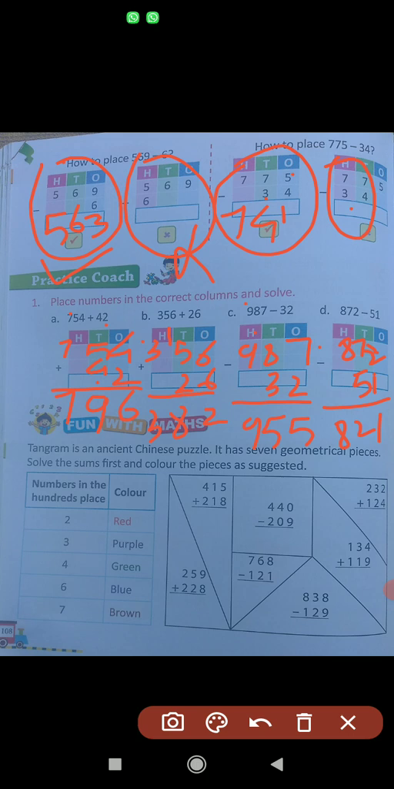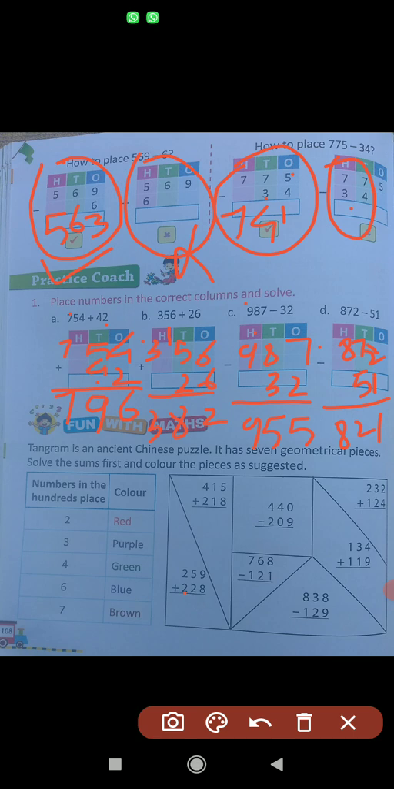First of all, we have to solve the sums and then we have to color the pieces. And see, start from 259 plus 228. Okay. And already it is written in correct columns.